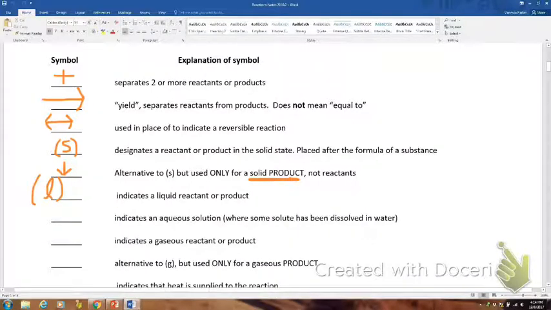Okay. For aqueous, and y'all have seen this a couple of times, especially when we're talking about acids, aqueous is (aq), and we put that in parentheses. I bet you could guess by now that a gas is a (g). An alternative to gas, only again for product, is an arrow going up, showing that the gas was released.